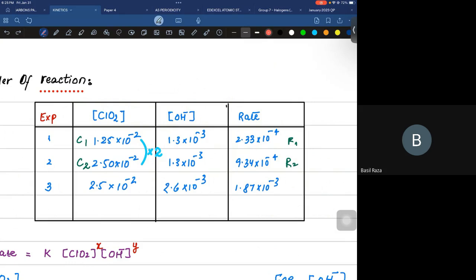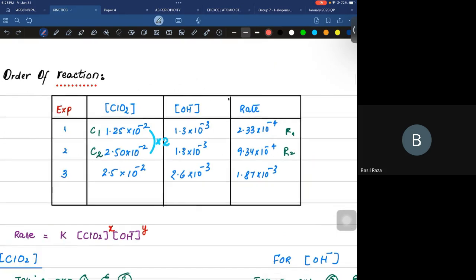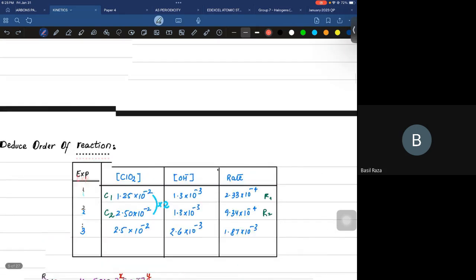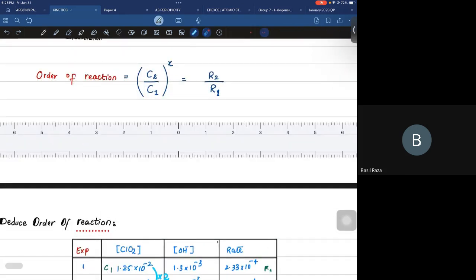2. Okay. So it means that if you double the concentration of reactant, the rate also doubles, which means that this is first order with respect to OH minus ion. In this way, you can find out the order of reaction for each and every question. So this is the method. The rest you can do using this relation.